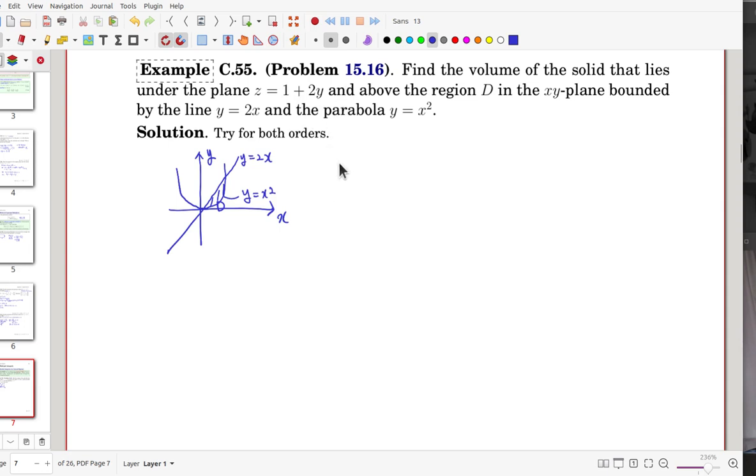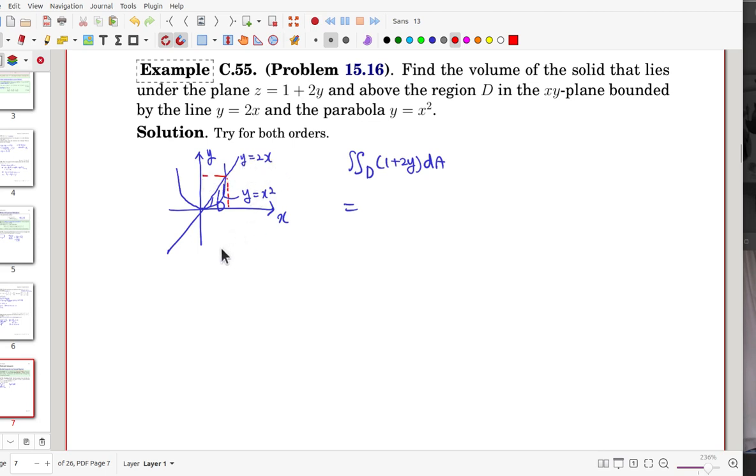So the volume must be evaluated through the integral over D. The height is now 1 plus 2y and dA. Now, for this integral, we have to access the domain. Now, let's try to figure out the domain a little bit more. Okay, we have to find that one and this one.